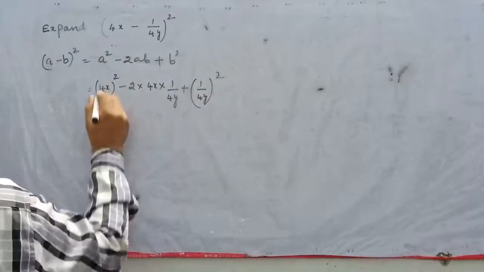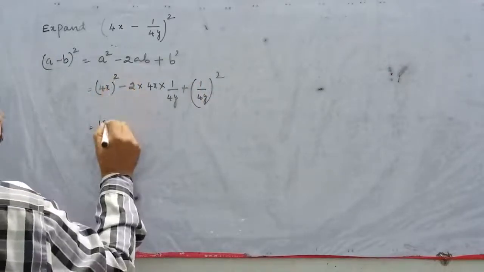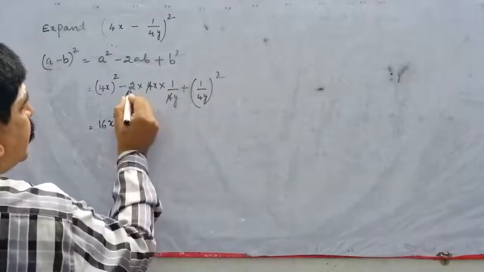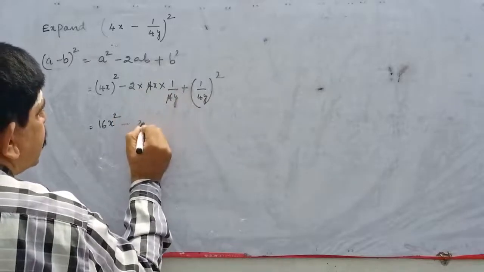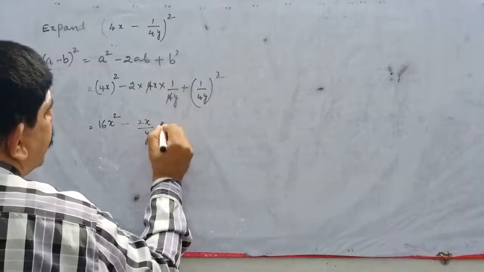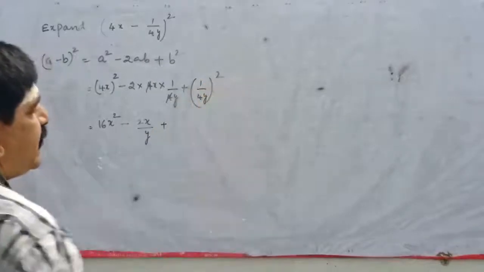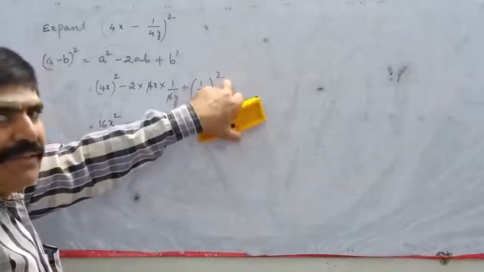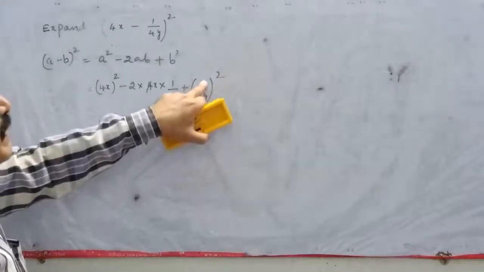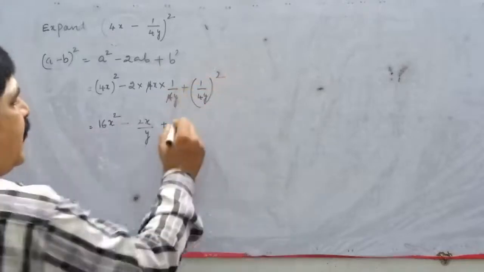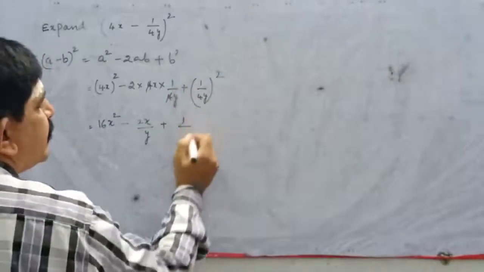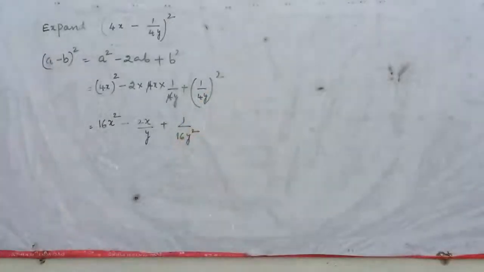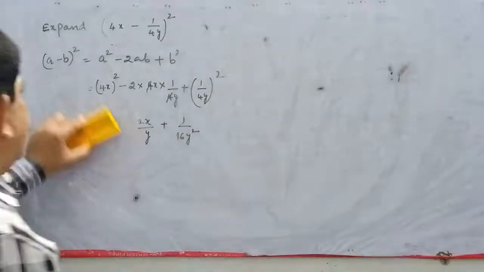(4x) whole square is 4 square is 16, x whole square is x square, minus, here 4 gets cancelled, 2 into x, 2x by y, plus (1 by 4y) whole square, which is in the form of (a by b) whole to the power of m. (a by b) to the power of m is a to the power of m by b to the power of m. So a to the power of m is 1 whole square, that is 1, by b to the power of m, (4y) whole square, that is 16y square. Next question.